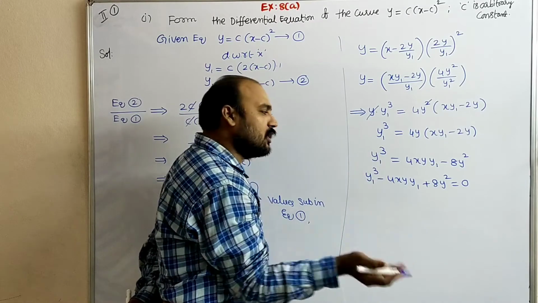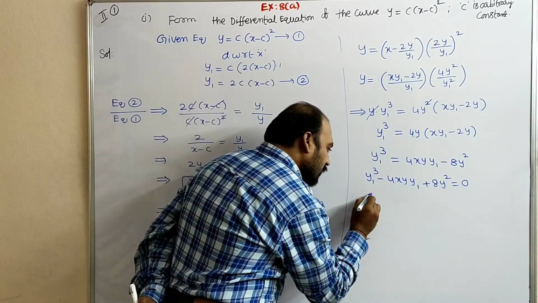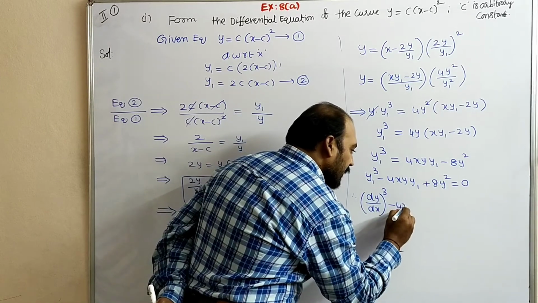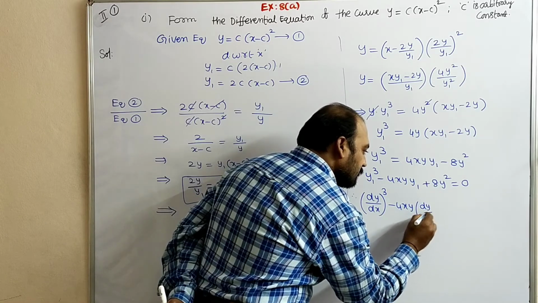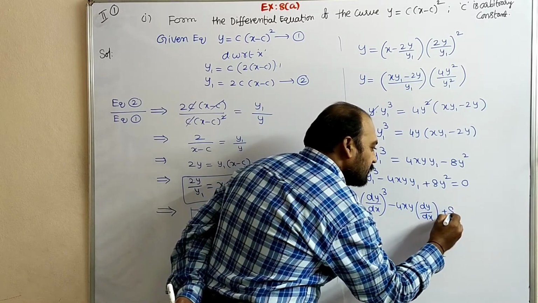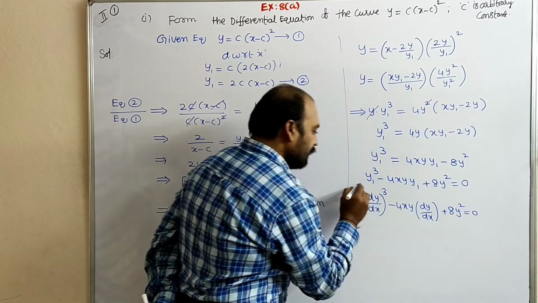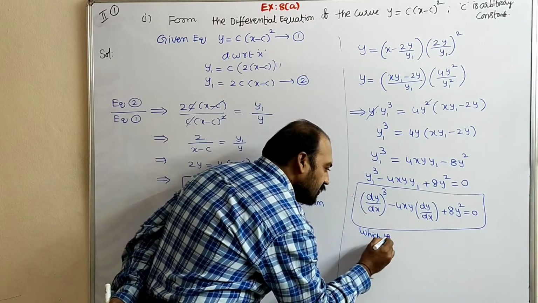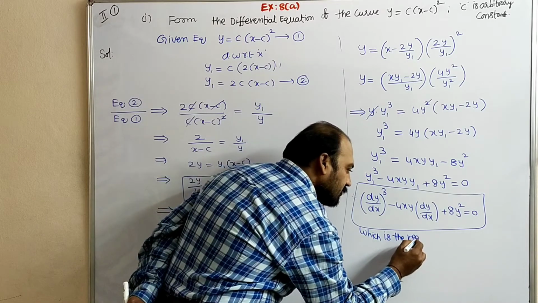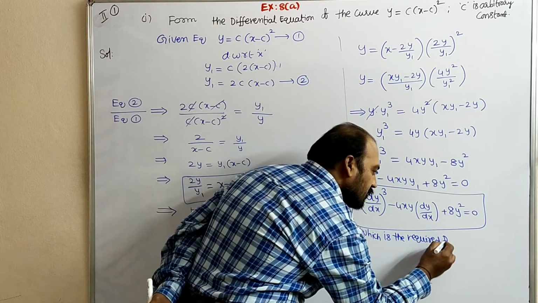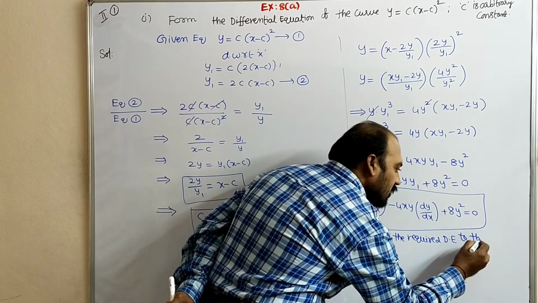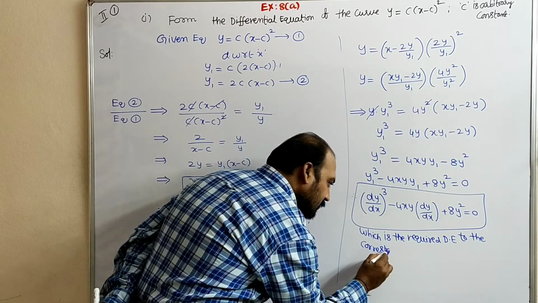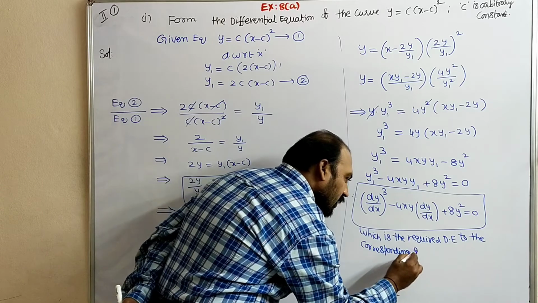Wherever y1 is there, you have to replace it with dy by dx. Therefore, dy by dx whole cube minus 4xy into dy by dx plus 8y square is equal to 0, which is the required differential equation to the corresponding given equation.